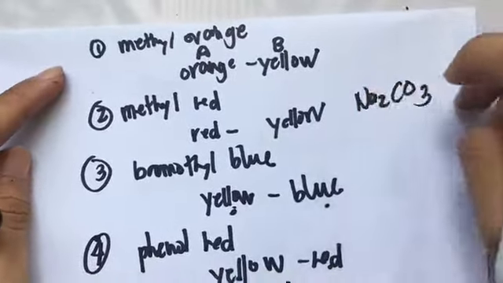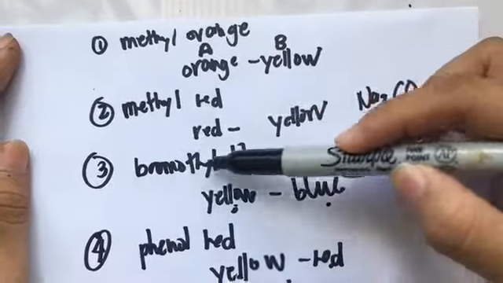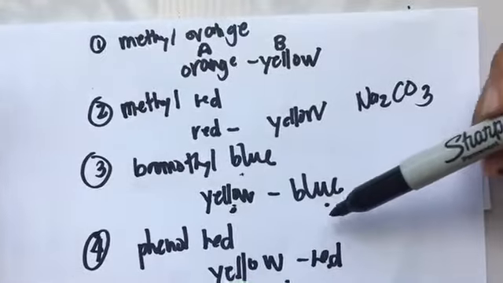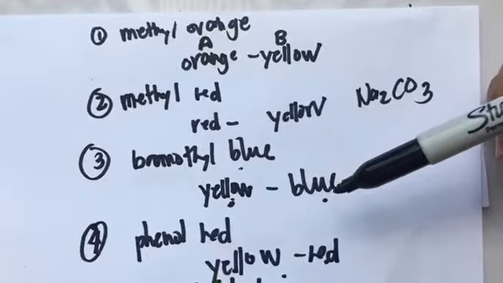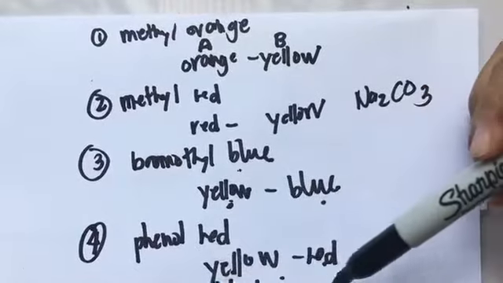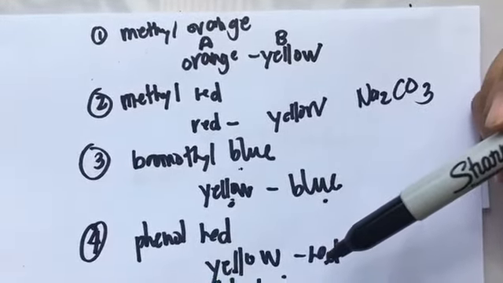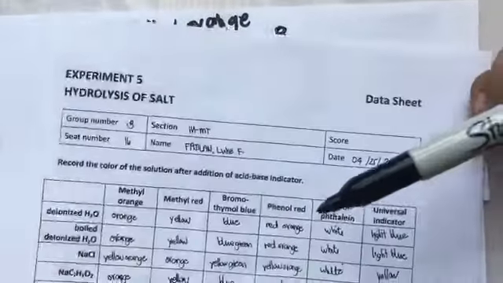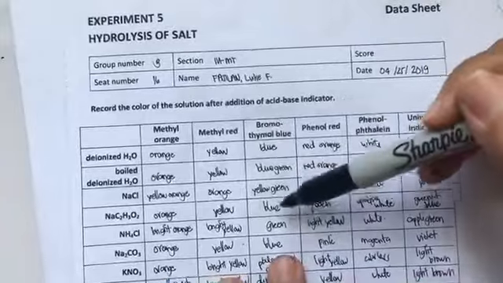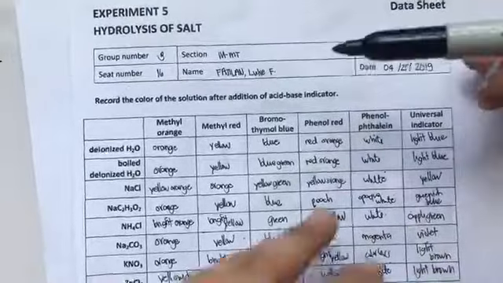Normally, if you test it with bromothymol blue, its color will be blue. If you test it with phenol red, its color will be red. As you can see here, it's the same: you tested it with bromothymol blue, it turned blue. With phenol red, it turned peach, which is near red.